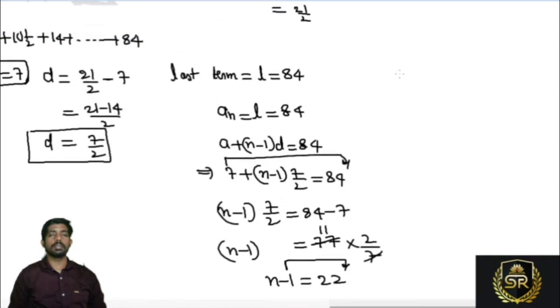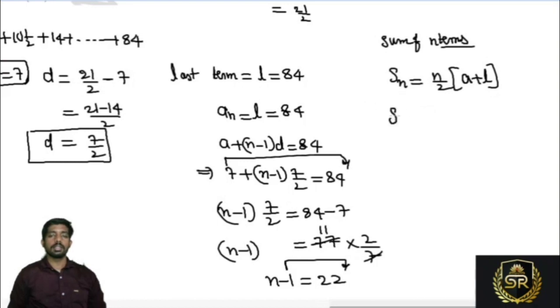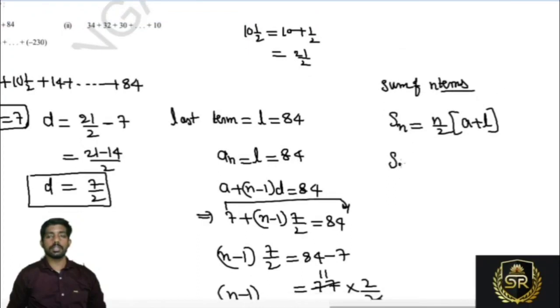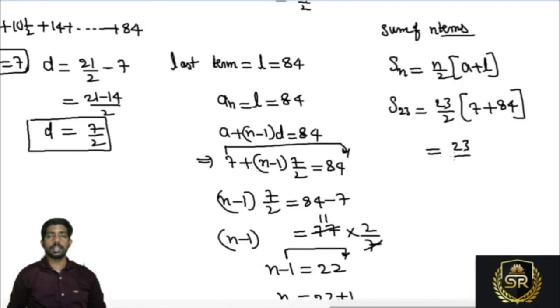Then what is the formula? Here we need to find the sum of n terms. Sn is equal to n by 2 into first term plus last term. So I am writing that. Sn is equal to, n is 23, so 23 by 2 into a, which is 7, plus the last term 84. 7 plus 84 is how much? 91, right? This is 91.